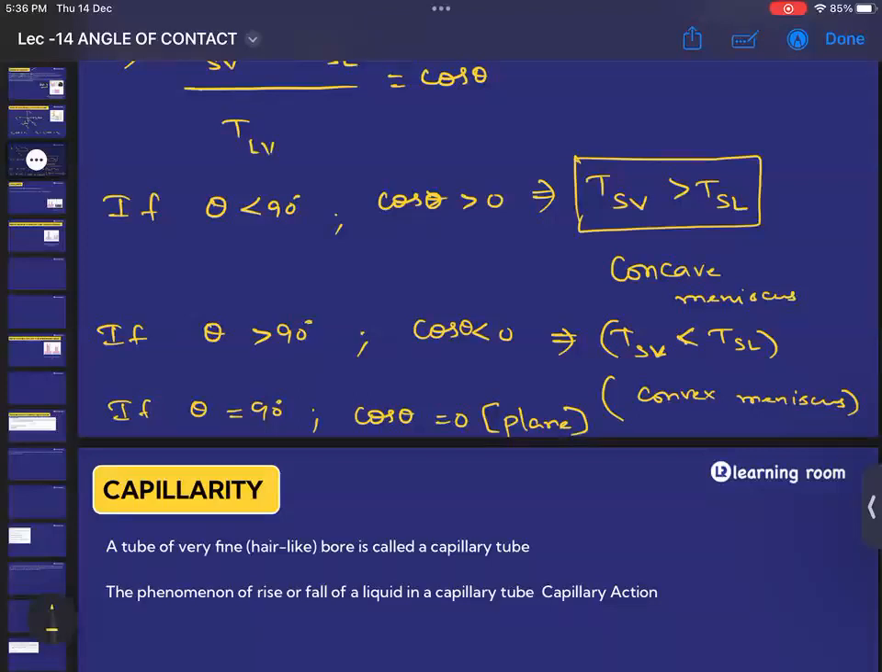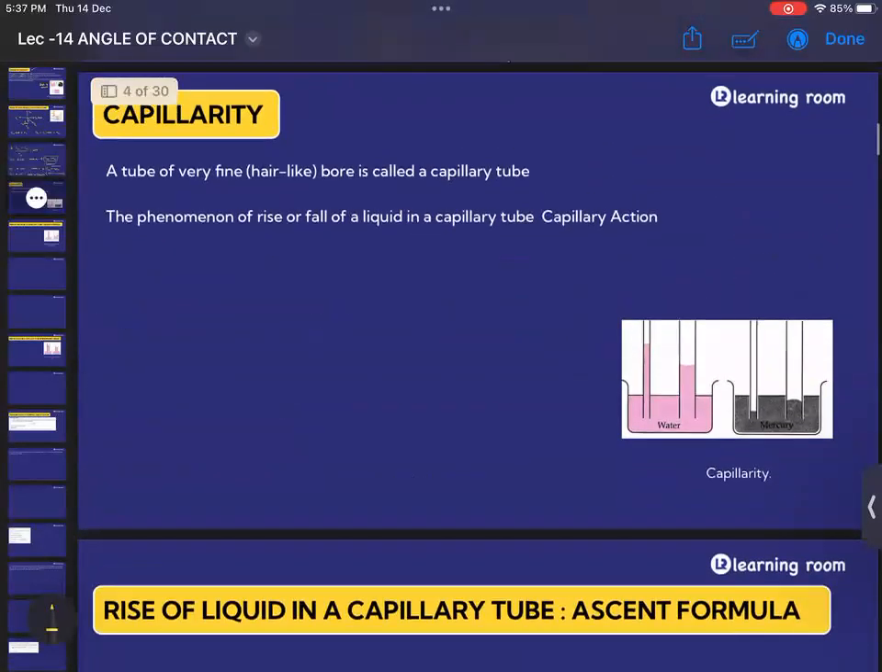Yes, sir. There are two small concepts that are left out. So I want you all to concentrate. Listen. First, we will learn something called capillarity. Capillarity is a phenomenon, right? Before that, you need to understand what a capillary tube is. A tube of very fine bore is what is called a capillary tube.